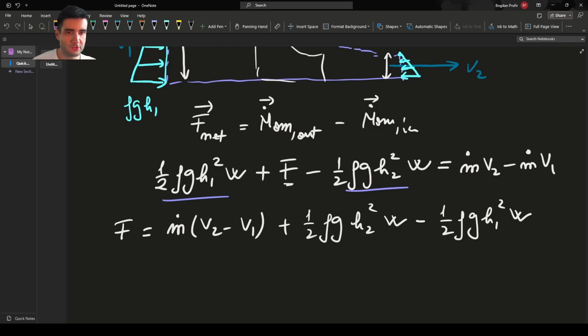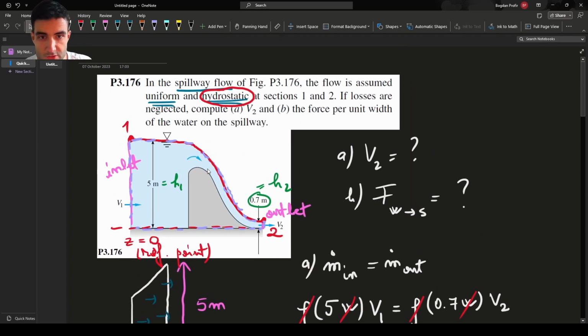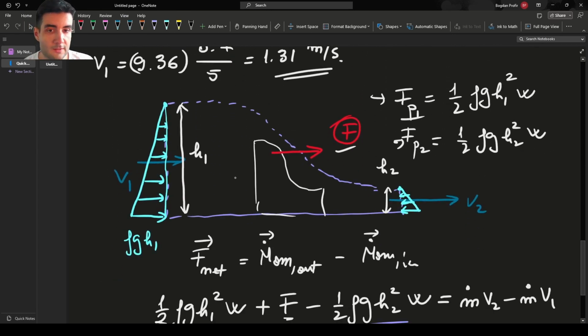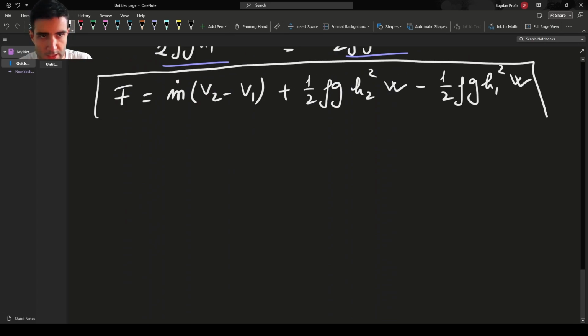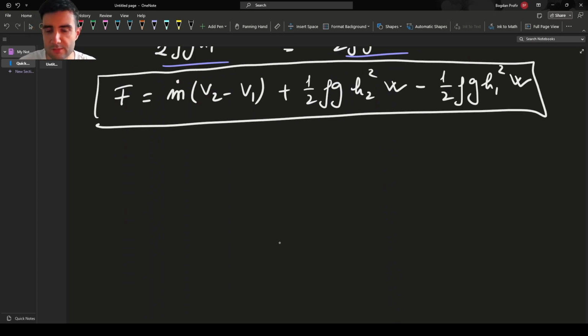Now remember, the question is actually asking us to find the force per unit width. So we have to find the force per unit width. So at some point we're gonna have to divide this entire equality that we have here by this w, because we don't know the w, we just want the force per unit width.